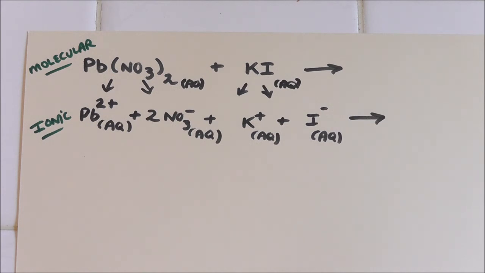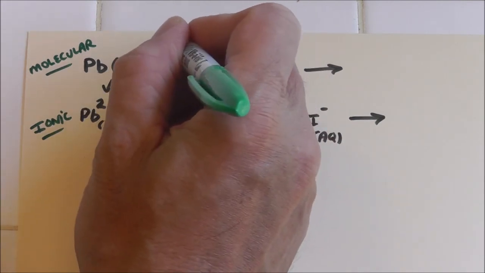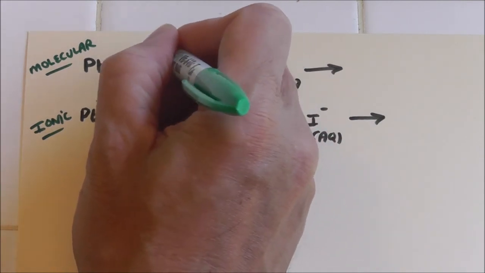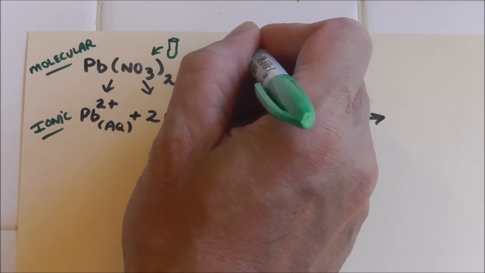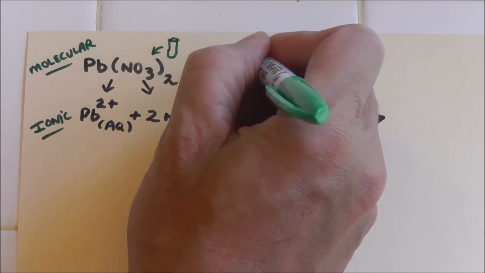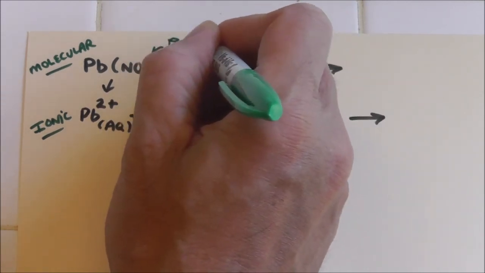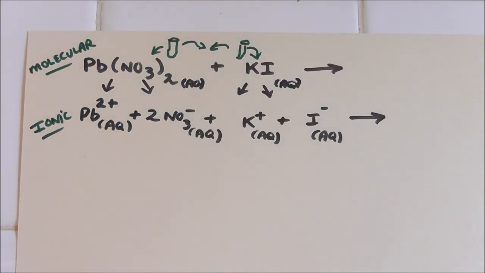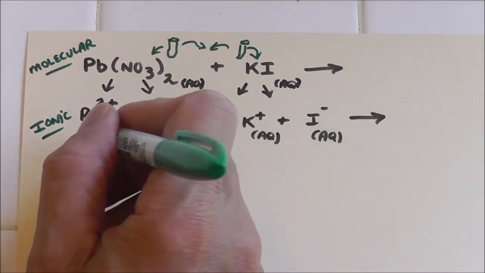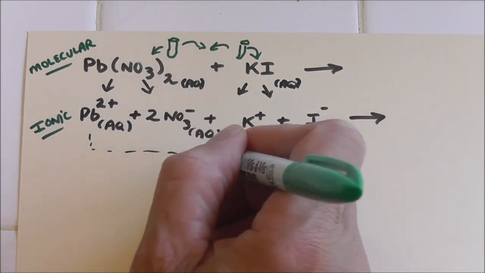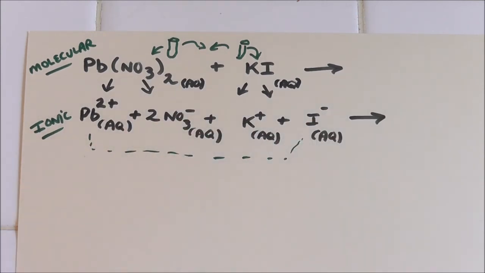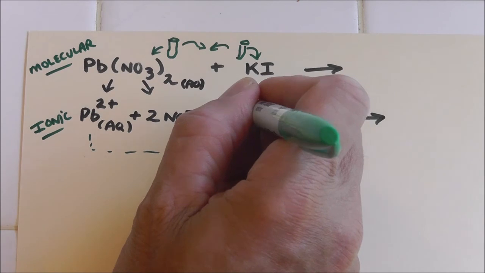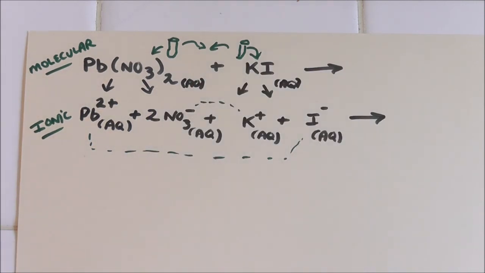So we had these in separate containers. Let's use our little imagination here. This was a test tube that had this in there, and you had a separate test tube that had that in there, and now you're going to add them together, and now the lead ions are suddenly able to be in contact with the iodide ions, and the potassium ions are now in contact with the nitrates. And so the question is, is anything going to happen?